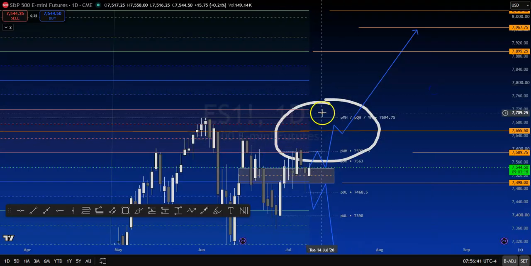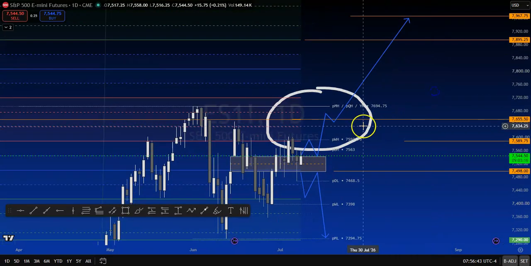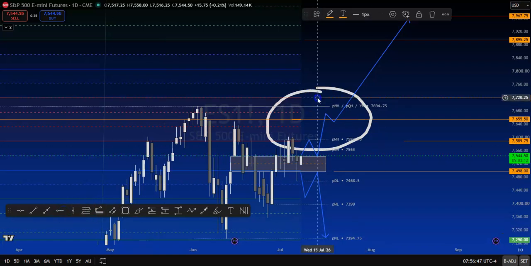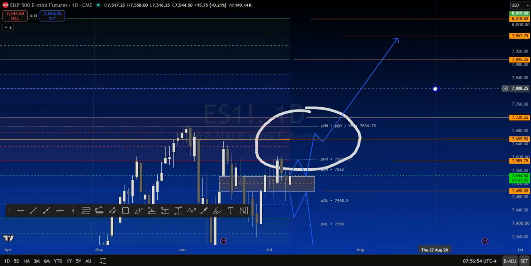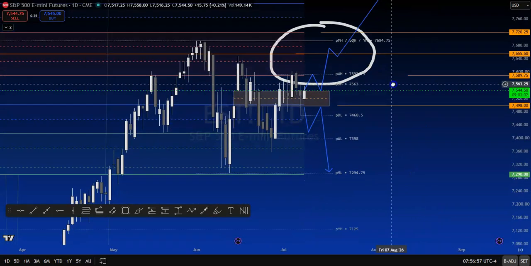So watching for this to break through, turn this into support. The area that would really be significant if it did break through would be the 7,720. If you've seen that, I would say it's game on. We're reaching for some new highs here.